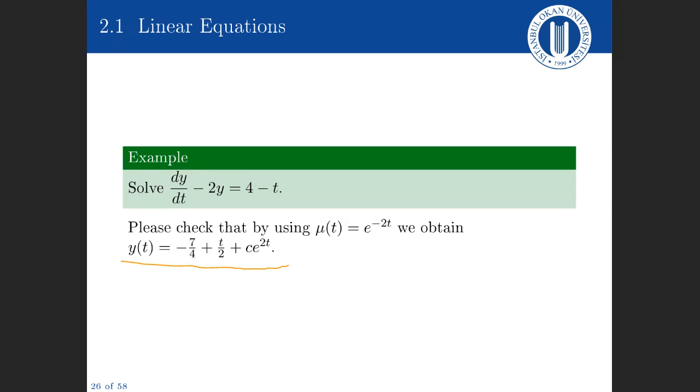I'm going to leave it for you to check that if we use the method I've just shown you, we get the answer y is minus 7 over 4 plus t over 2 plus a constant c e to the power 2t. Instead of spending time there, I'm going to move straight on.